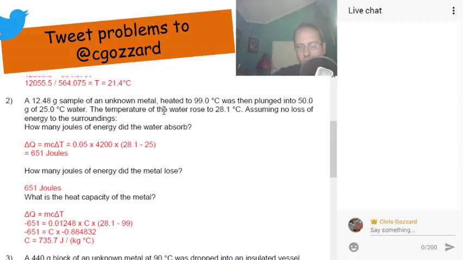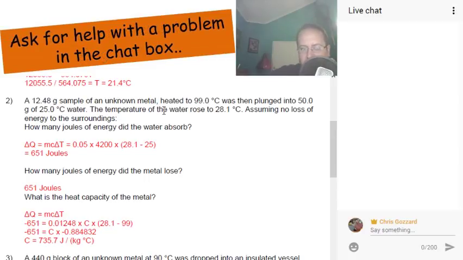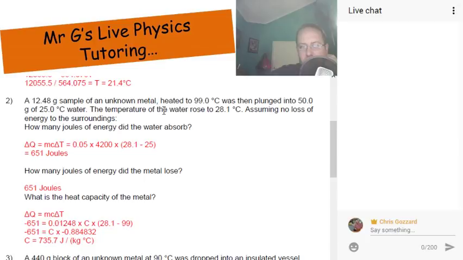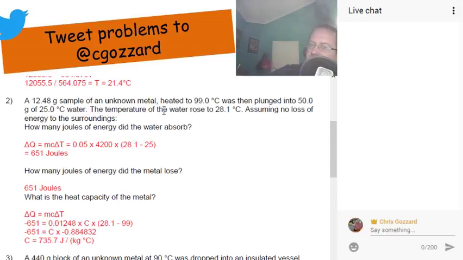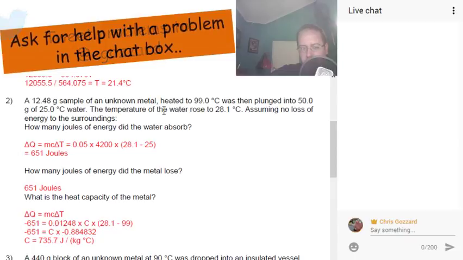So now we've got a 12.48 gram sample of an unknown metal. It's heated to 99 degrees. It was plunged into 50 grams of 25 degree water. The temperature of the water rose to 28.1 degrees, assuming no loss of energy to the surroundings. How many joules of energy did the water absorb?